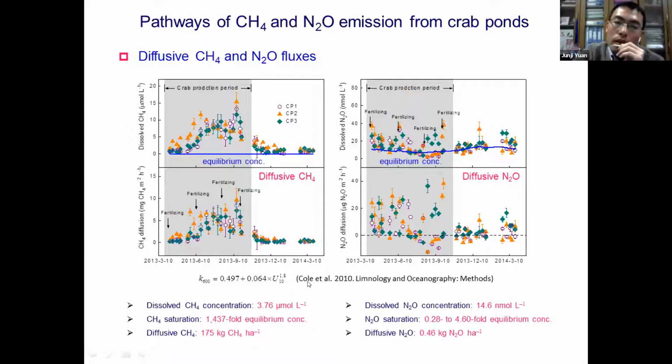But we find that the diffusive methane flux is much lower than the total methane flux measured by the static chamber. But the diffusive N2O flux is higher than the flux measured by the static chamber.